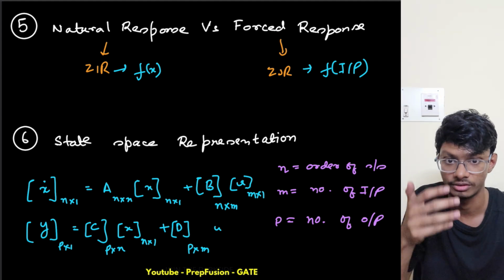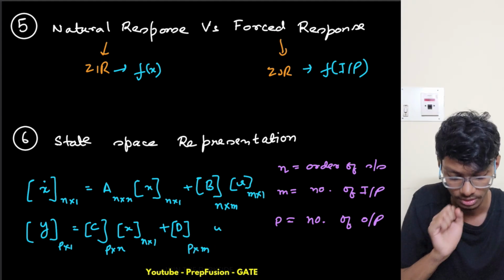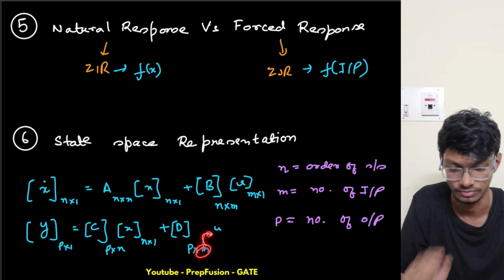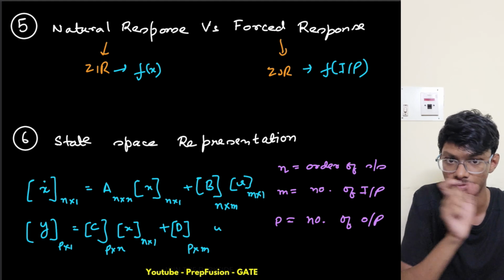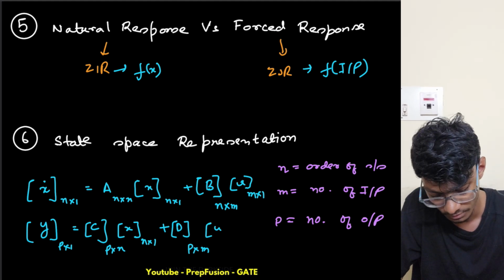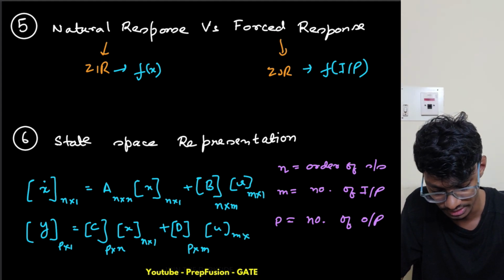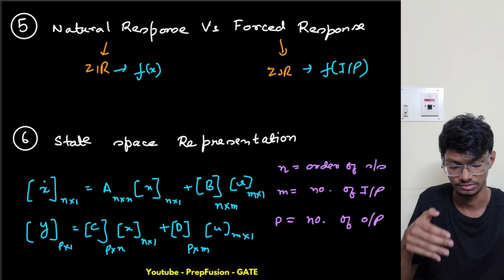Now what do I need to think about? I need to think about the column. The column will be decided by the rows of this one. So what are the rows of this one? It is m cross 1. So this will be m cross 1. We have already learned this, I'm just summarizing it in a very short span of time.